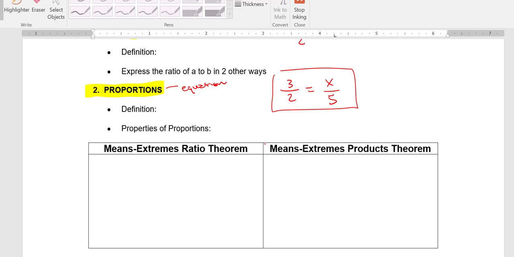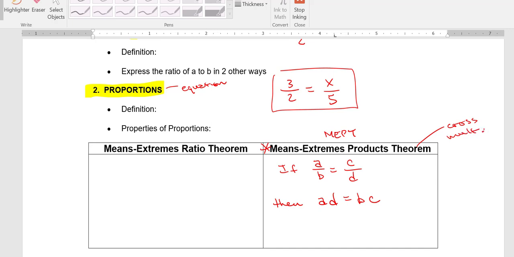So the first one I want to talk about is this one right here, the means extremes product theorem, or MEPT, which we'll need later on in the chapter when we're doing some proofs. Okay, so means extremes products theorem is basically if A over B is equal to C over D, then A times D is equal to B times C. We also know this as cross-multiplying, which we did a little bit of in the first section. Okay, and so something like this problem up here would just be 15 equals 2x, so x is equal to 15/2. That would be solving an equation using the means extremes products theorem.